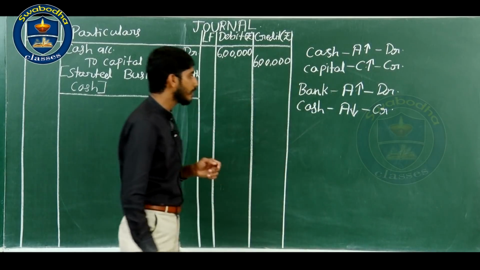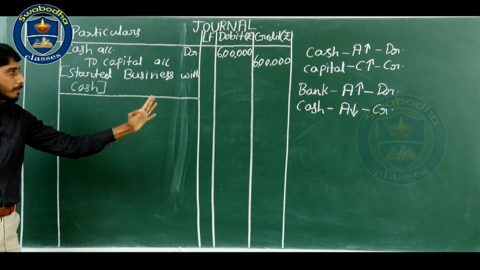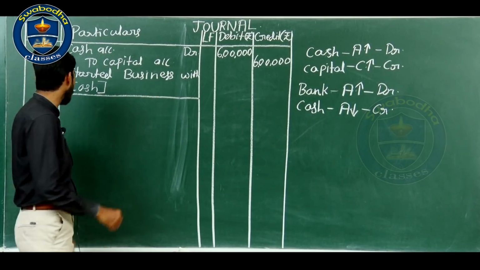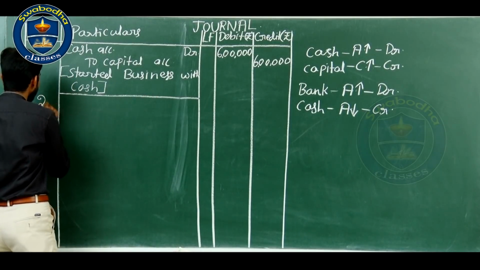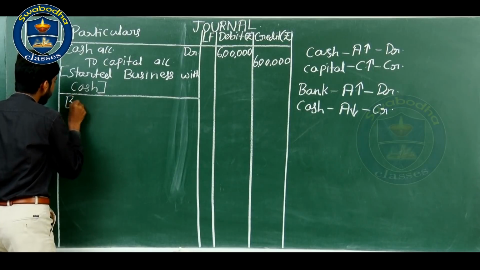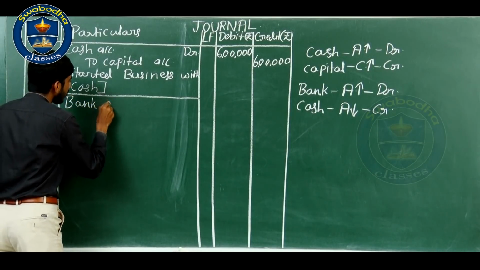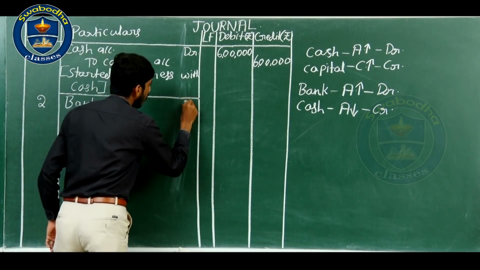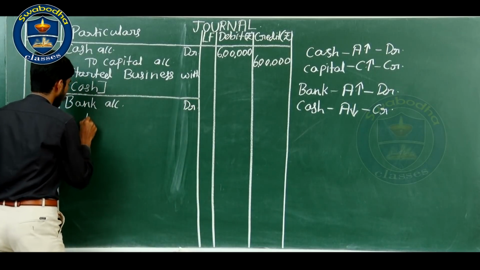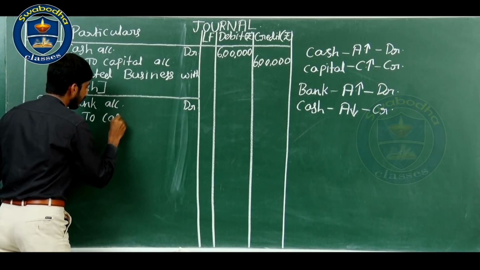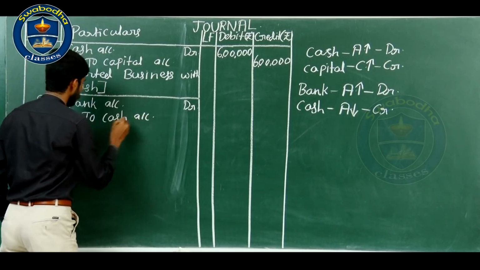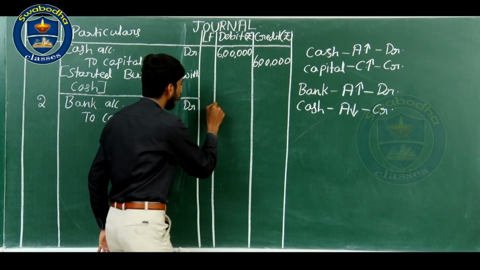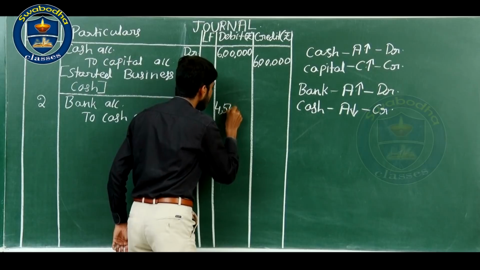So, the journal entry will be bank account debited to cash account. So, the second transaction entry is bank account debited to cash account. Amount is 4,50,000.